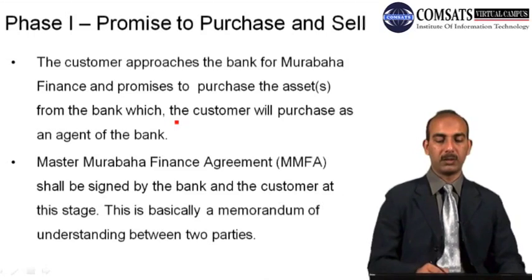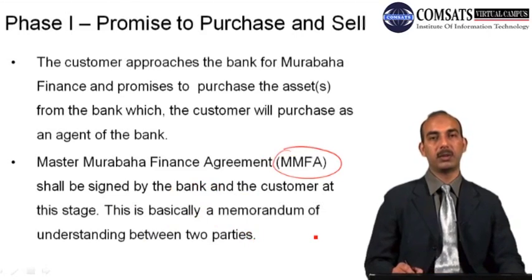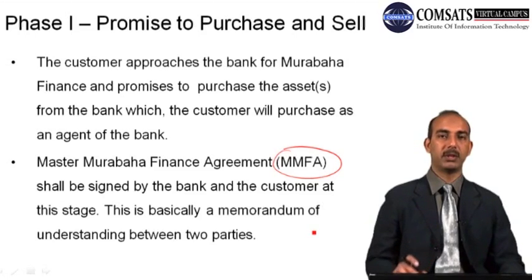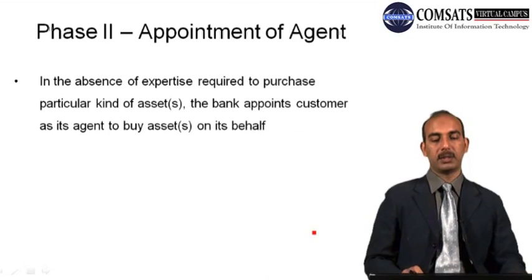So a master Murabaha finance agreement, known as MMFA, shall be signed by the bank and the customer at this stage. This is basically a memorandum of understanding between the two parties, and they both will agree upon a particular good or asset that will be the subject matter of that transaction. And in the absence of the expertise required to purchase a particular kind of asset, the bank appoints the customer as its agent to purchase on its behalf.